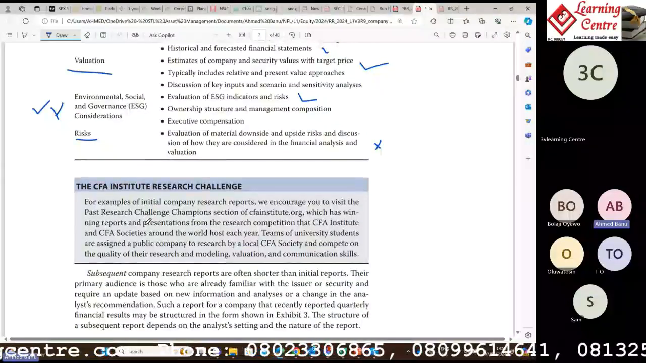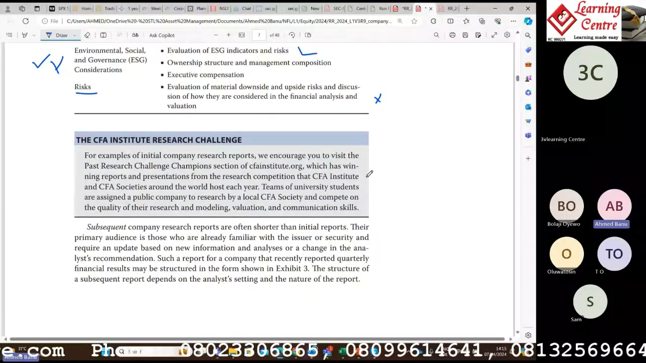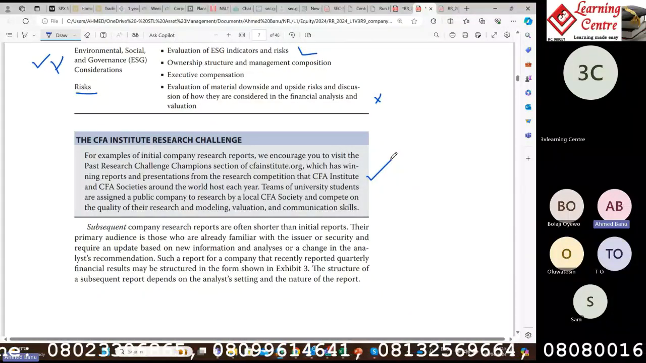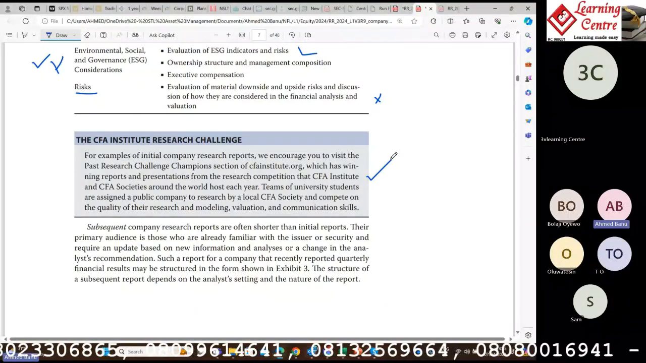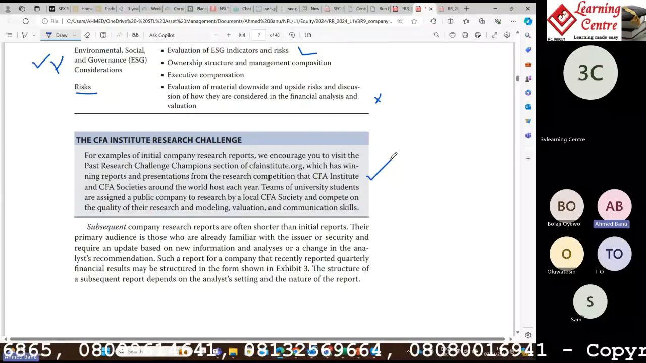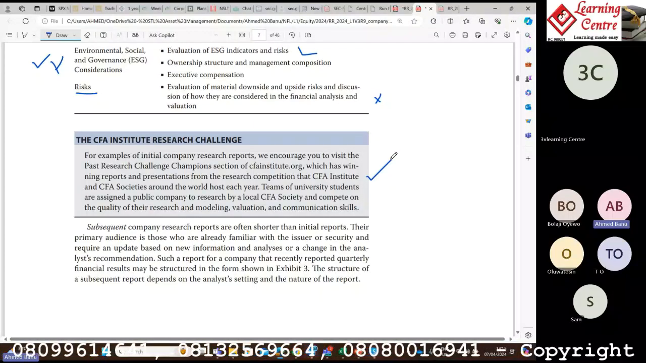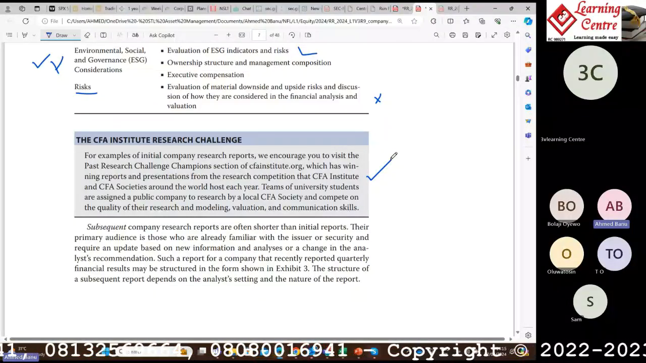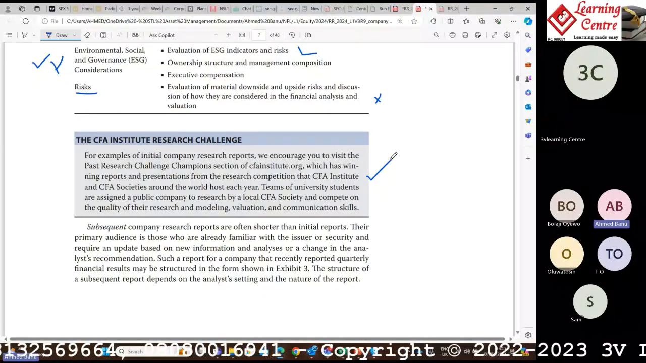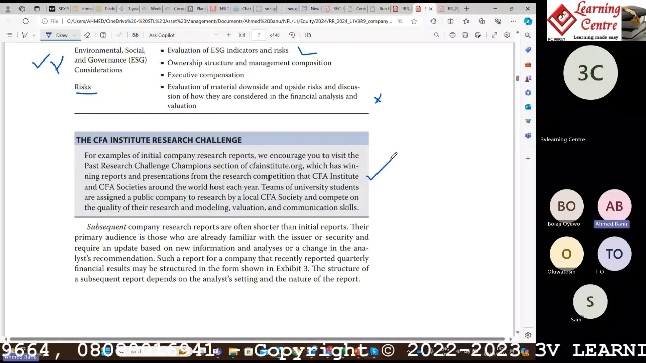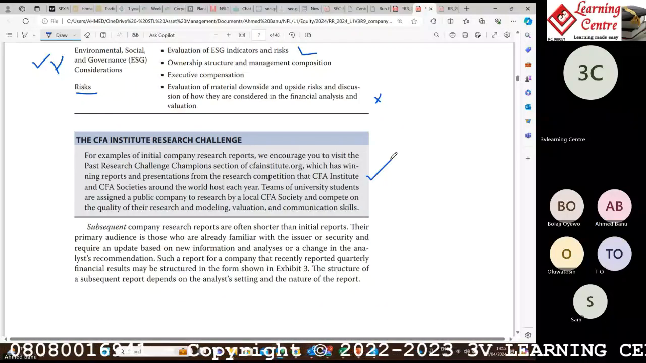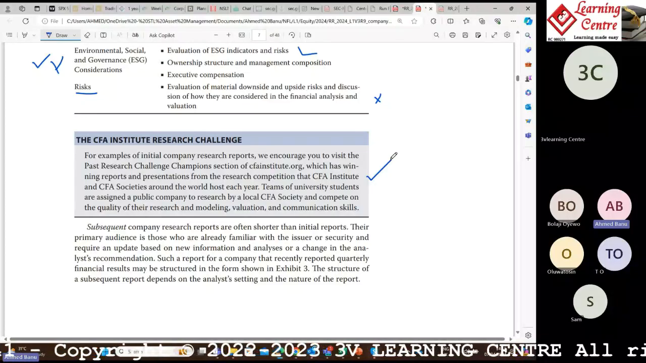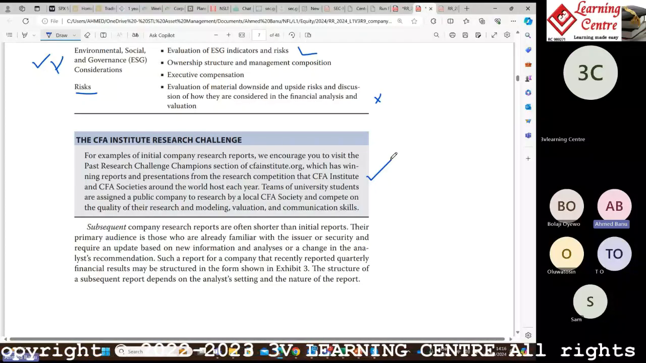For example, the curriculum says you can also check their website for something we call the CFA Institute Research Challenge. Apparently it is done by universities. The University of Lagos got to the final, but I have a feeling that they did not win. That's the EMEA final: Europe, Middle East, and Emerging Africa.